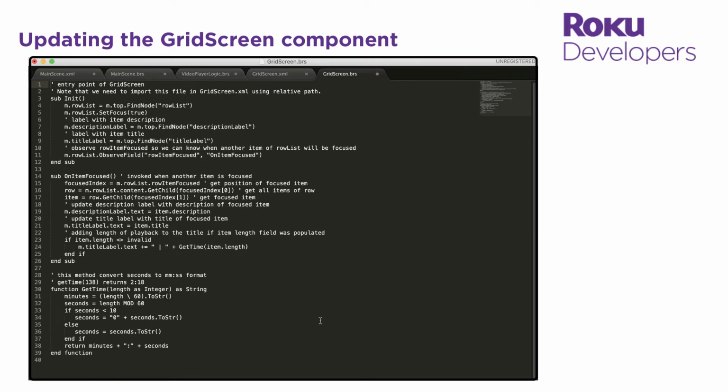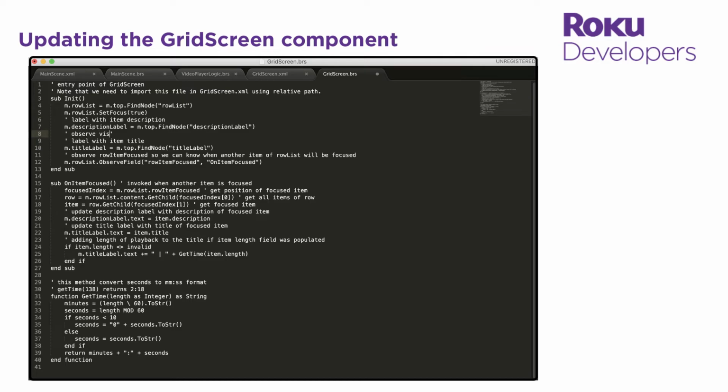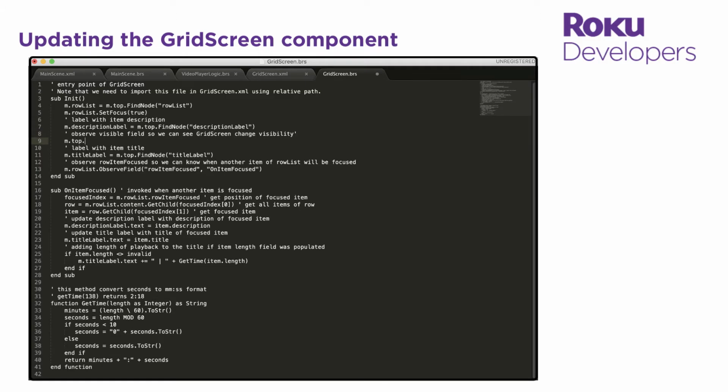After the video player is closed, the grid screen regains visibility. When this happens, we want to set the focus in the grid screen to the row list. So in the init method, let's add an observer to the grid screen using the m.top attribute to monitor its visible field. When it changes, we'll call the onVisibleChange handler.